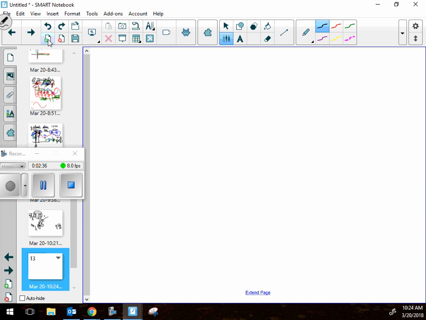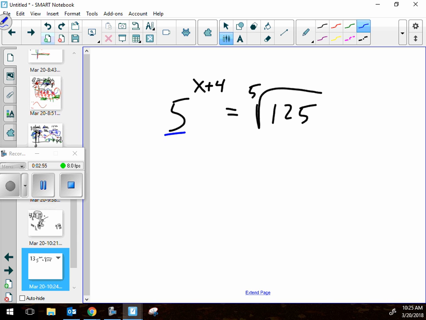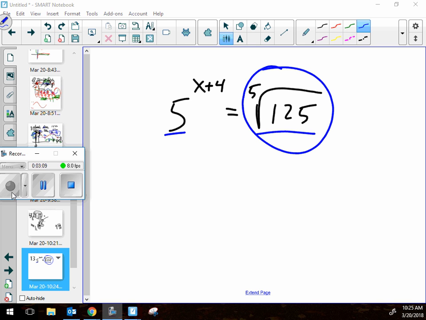All right, here's a much easier one. Let's say that you've got this problem, 5 to the x plus 4 is equal to the fifth root of 125. What would you be thinking about the bases here? You'd like to make them equal. And so how can you make this have a 5 to a power? Pause for a second while you guys figure out how to make that 5 to a power. Tell me what you got.